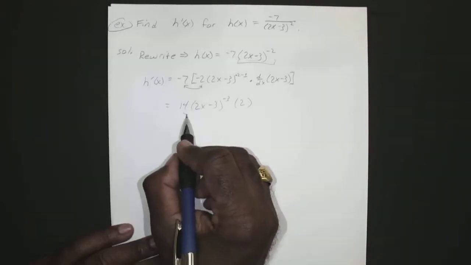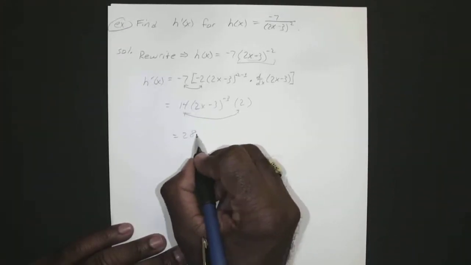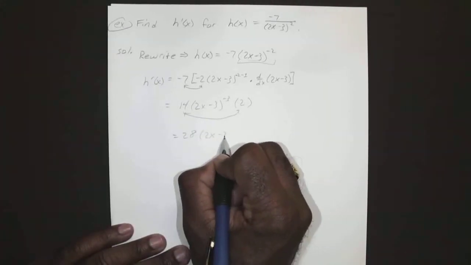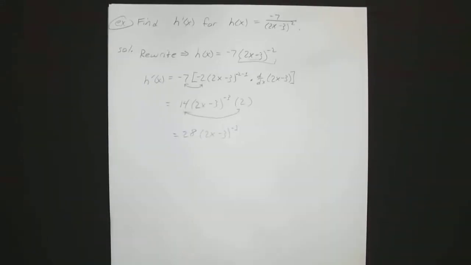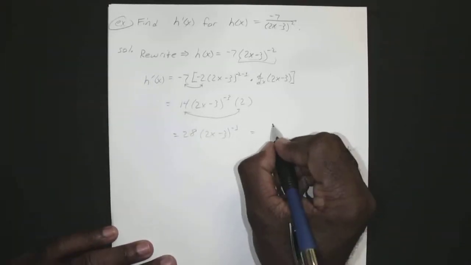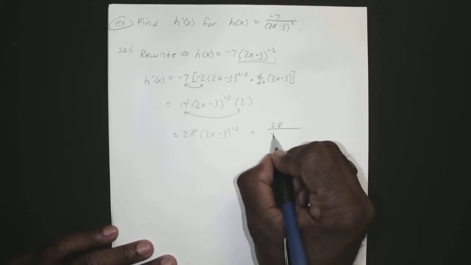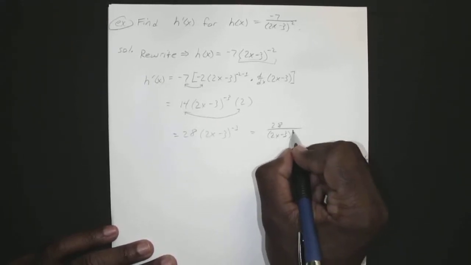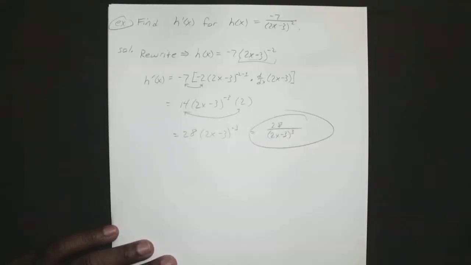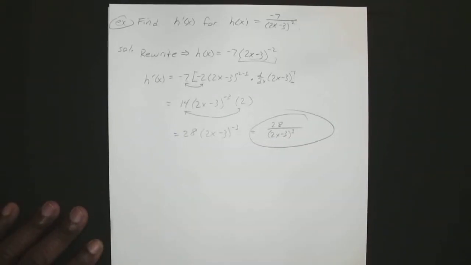Okay, so combining those two again, we end up with 28 times (2x minus 3) to the -3. Or you can rewrite that as 28 over (2x minus 3) to the third. All right. Any questions on this one? All right.